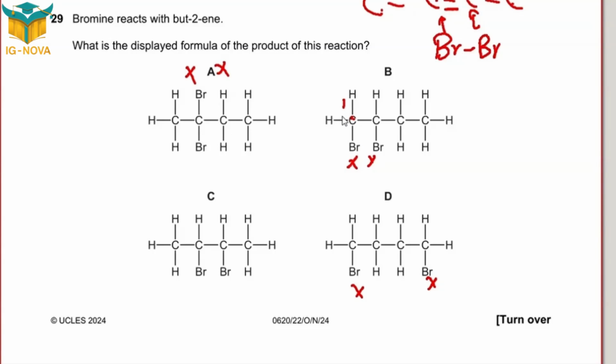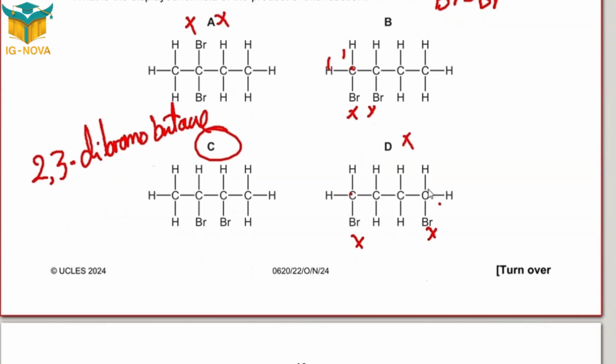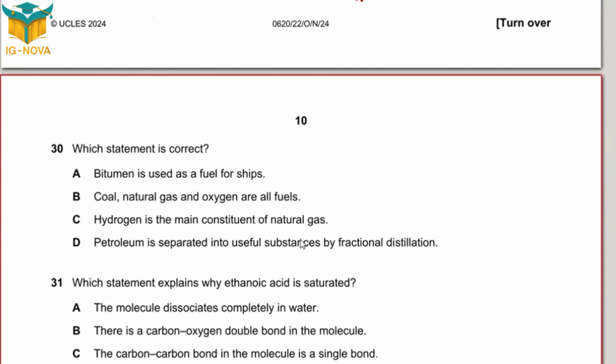Here carbon number 1 has no double bond, so how can I add to it? No way. Same here. So option C. The name is 2,3-dibromobutane. Next, 30. Which statement is correct?